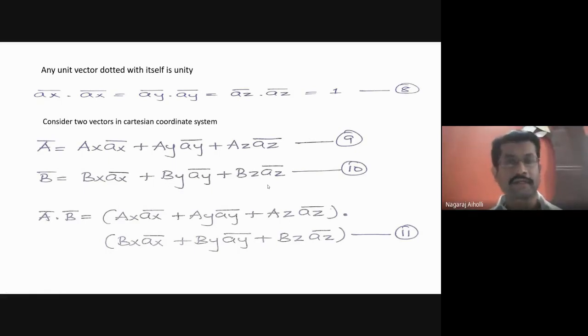It's just like your normal multiplication. Suppose you are multiplying x1 plus y1 plus z1 into x2 plus y2 plus z2, how will you multiply? First you multiply the first term of the first expression with the first, second and third terms of the second expression. In the same way you are multiplying here. Let us look at what we'll get. a bar dot b bar is equal to (ax ax bar plus ay ay bar plus az az bar) dot (bx ax bar plus by ay bar plus bz az bar).